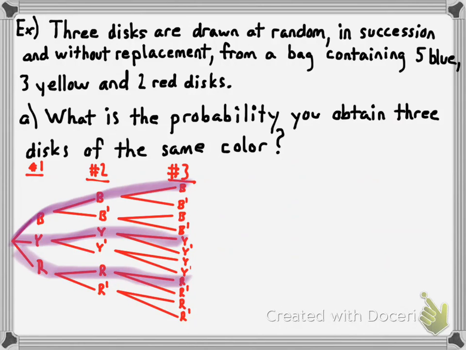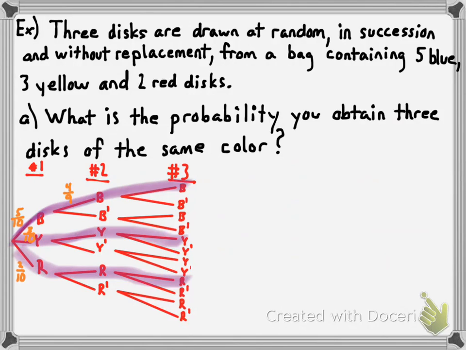There were 5 blue, 3 yellow, and 2 red discs. So that means there were 10 discs in total, right? And so you had a 5 in 10 chance, obviously, of getting blue the first time, and so forth. Now let's travel this top path here. And again, we only care about the paths that I highlighted. If we got a blue the first time, that would mean there's only 4 blues the next time, correct? And there would only be 9 discs the second time. So you would have a 4 in 9 chance of getting blue there.